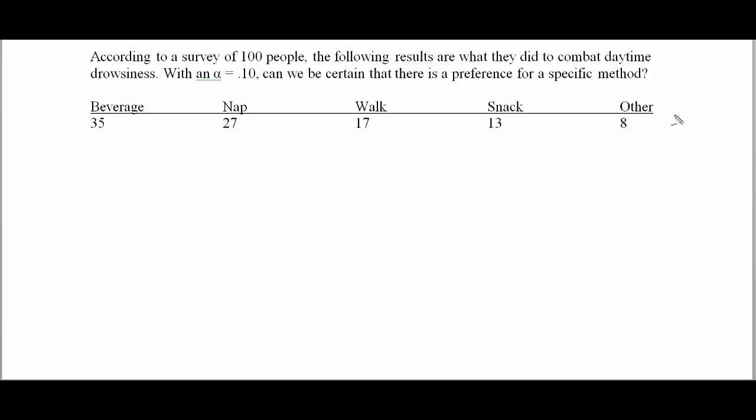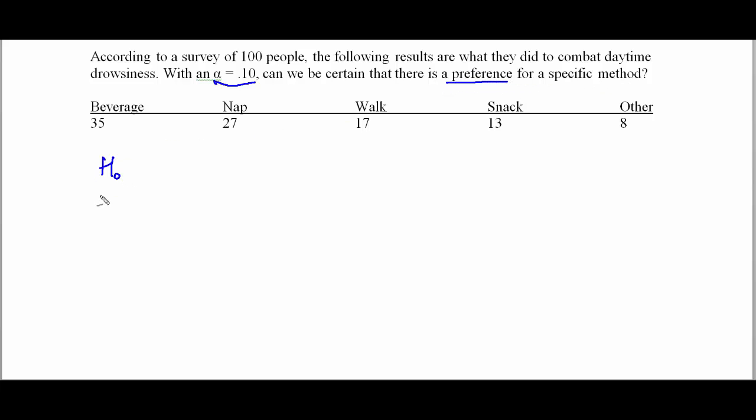So in this first of two examples, this one here is a preference test because it says, according to a survey of 100 people, the following results are what they did to combat daytime drowsiness. With an alpha of 10%, or in this case, a confidence interval of 90%, can we be certain that there is a preference for a specific method?